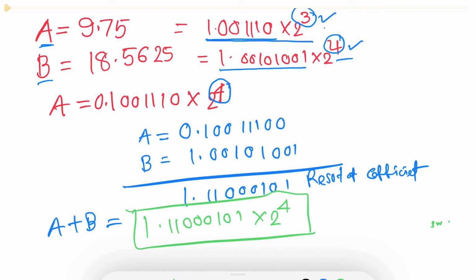So the steps are, we make the alignment and then we perform the addition, and then the revision. The format is already in the normalized format, so we don't need to normalize again.